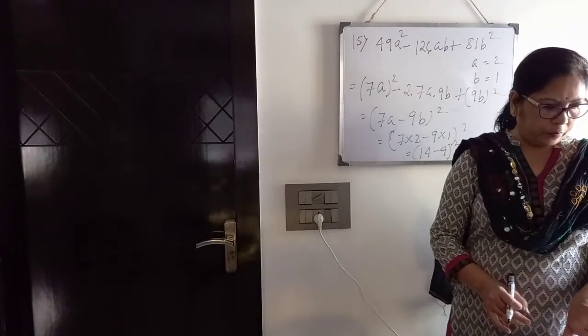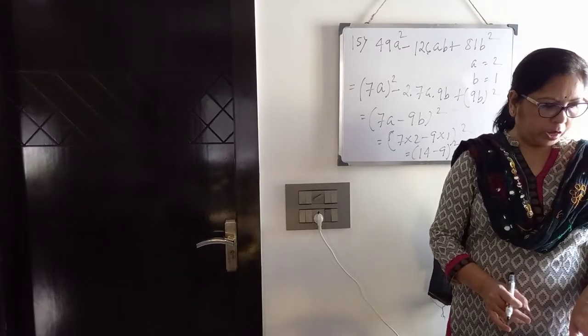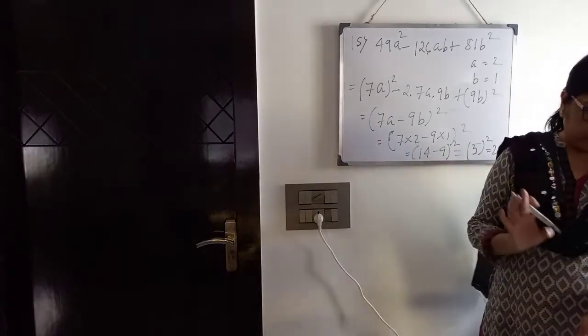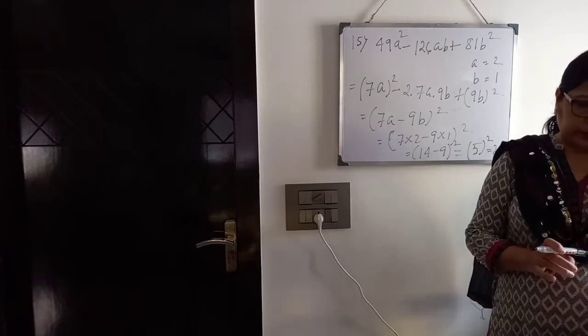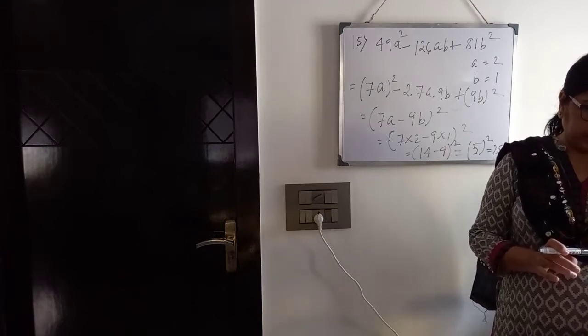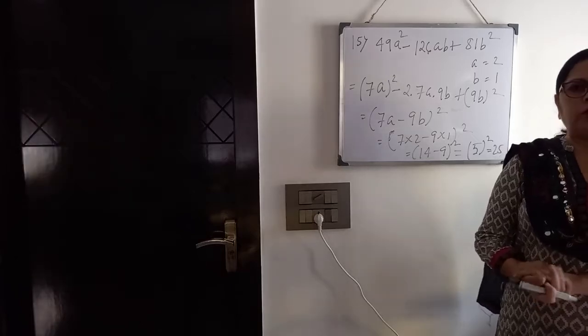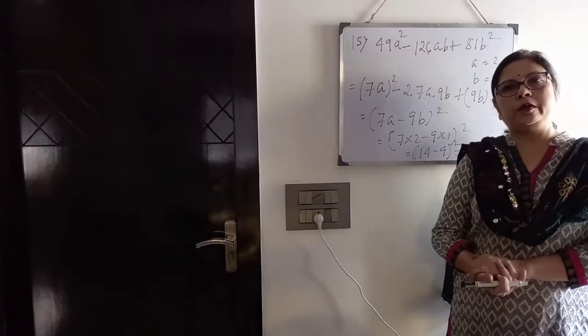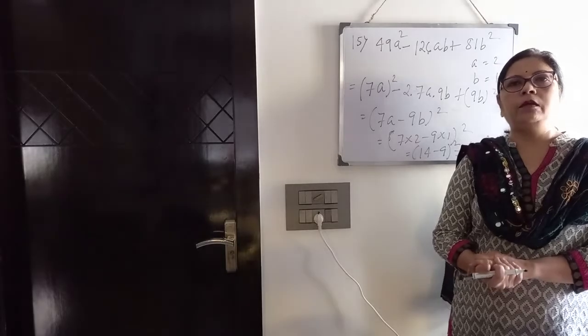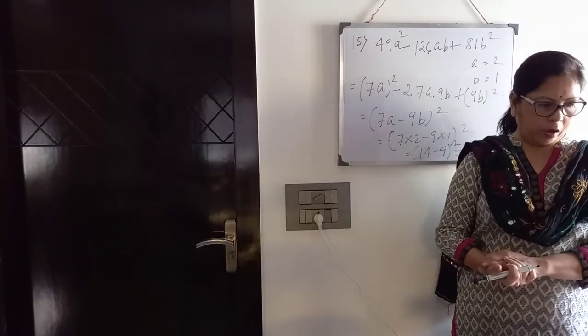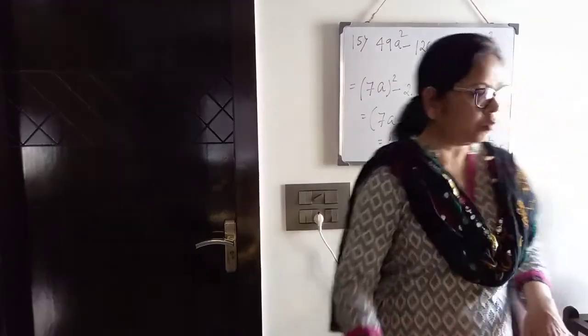Clear? So there were 11, 12, 13, 14, 15, five sums. We have completed this. Then find the product with the help of formula. Clear? 99 into 99, all of you can multiply yourself. But it is written that with the help of formula, you have to multiply. So how can we do this?